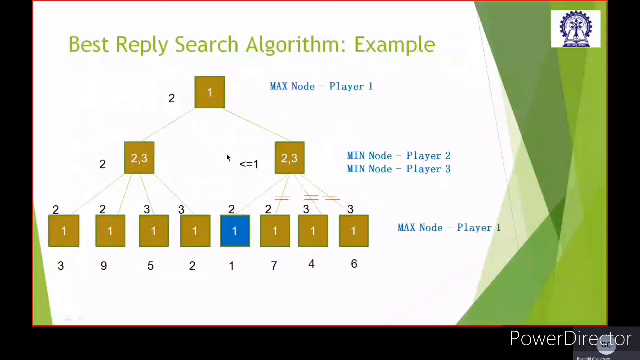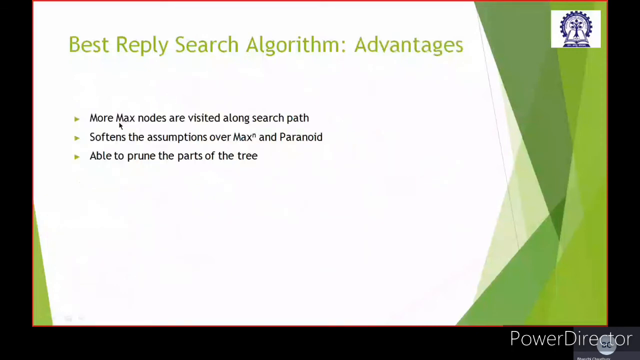Some advantages of the best reply search algorithm: we will see some more max nodes which are visited along the search path, and this leads to long-term planning of the game tree. It relaxes some assumptions over Maxn and Paranoid, where Maxn assumes that no players are forming a coalition against the root player, and Paranoid assumes that all the players are forming the coalition. The best reply search algorithm is also able to prune parts of the tree. This leads to reduced computational complexity.